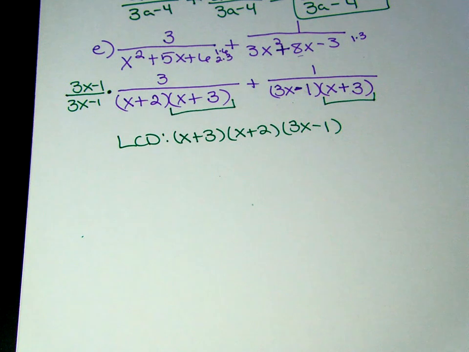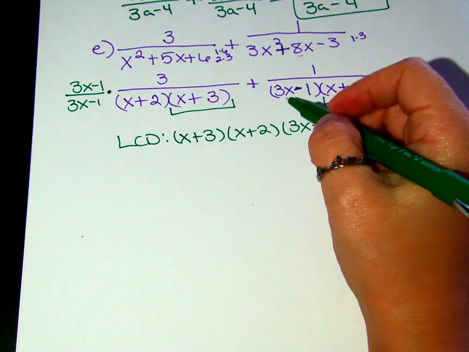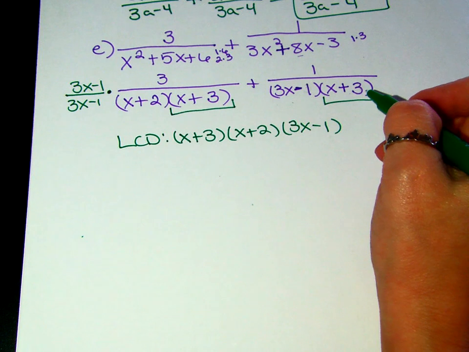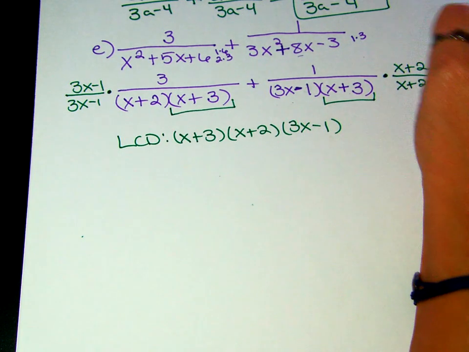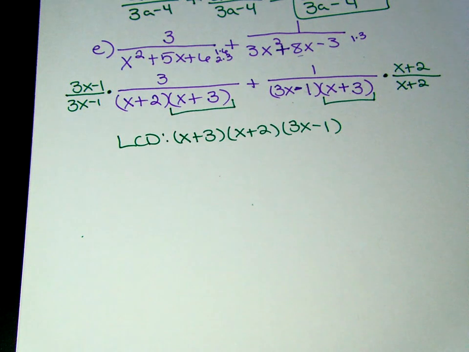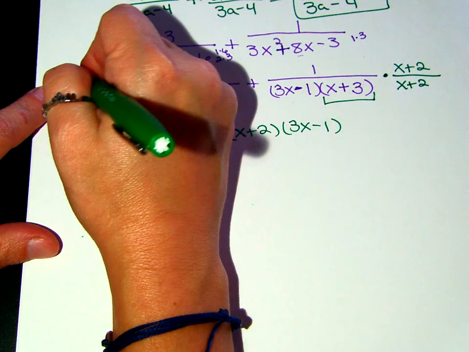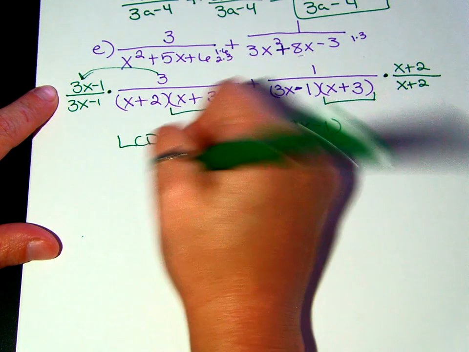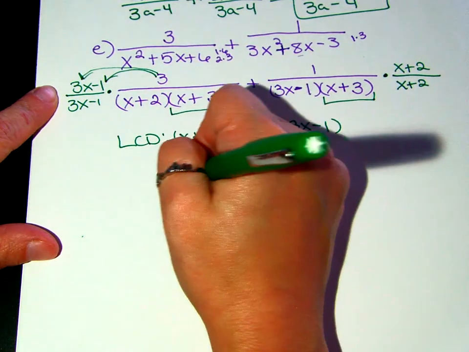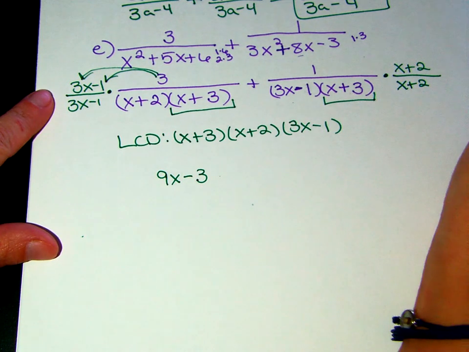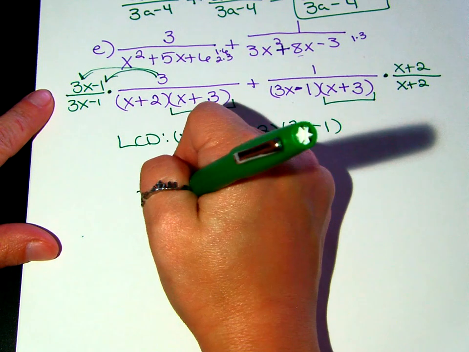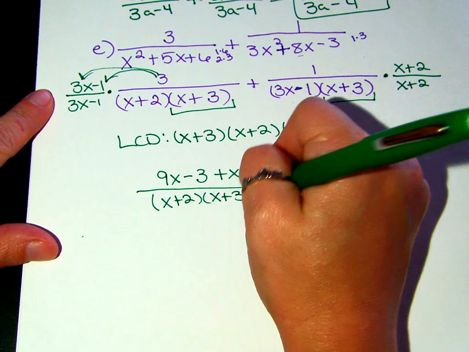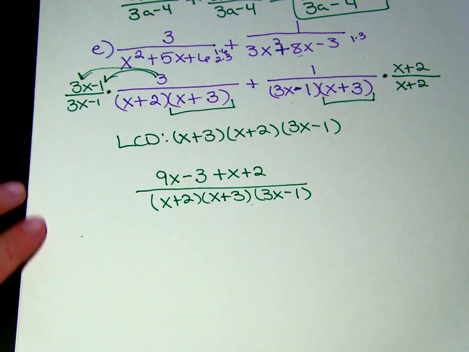And then I do the same thing over here on the right-hand expression. I have a 3x minus 1 and an x plus 3. So what am I missing? The x plus 2. So on top, I will do my distributing, but in the bottom, I get to leave it factored. I don't have to worry about that. So I'm going to distribute my 3 to my 3x, which gives me a 9x. 3 to the negative 1 gives me a minus 3. And then over here, I just have 1 times the x plus 2, so that makes my life pretty easy. And my denominator is the x plus 2 times the x plus 3 times the 3x minus 1. I don't have to worry about that. Leave it factored.